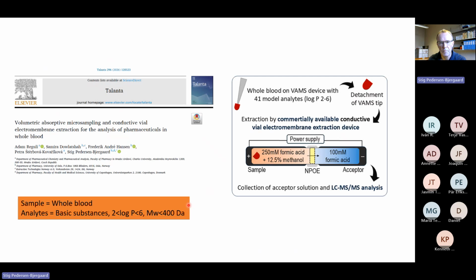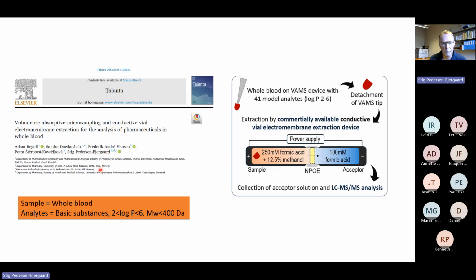So the first application I would like to draw your attention to is work done in Czech Republic, but in some collaboration with us here in Oslo. So we try to collaborate as much as we can with different groups to assist them in their method development because we have long experience with that.